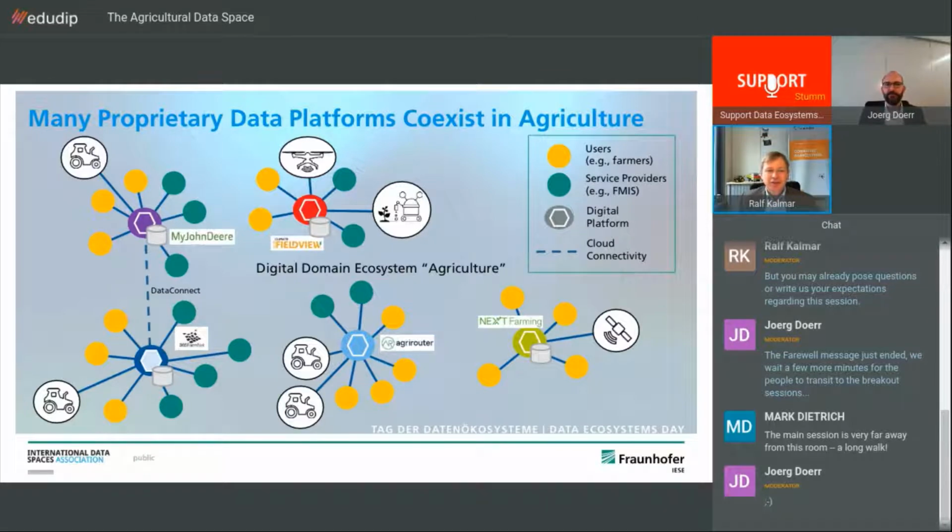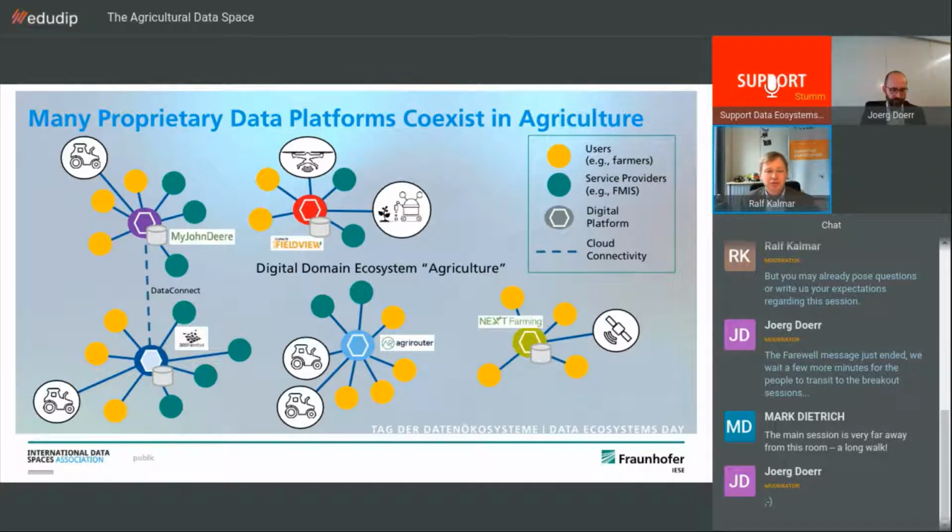So if you look at agriculture, this is a very technology-affine domain, and agriculture is quite advanced regarding technology. And so there already exist a number of data platforms in agriculture for many years. Here I just added some of the more prominent names. Some of these platforms originate from manufacturers, but also service providers set up digital platforms, so that at the time now, we have more or less islands of digital platforms and islands of data spaces with also proprietary formats.